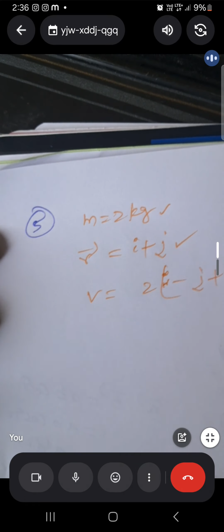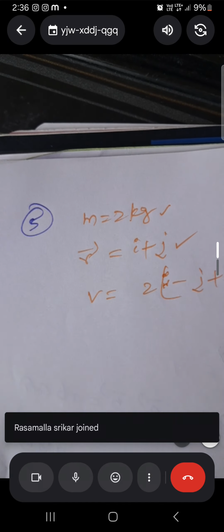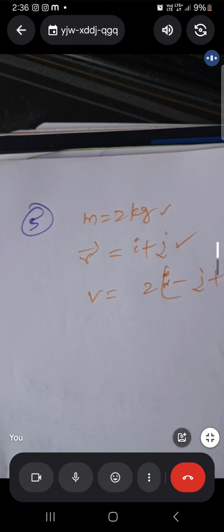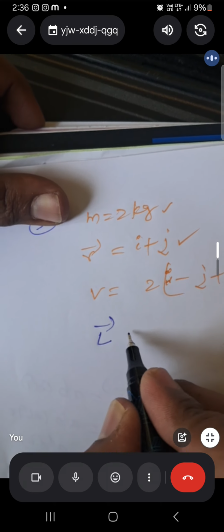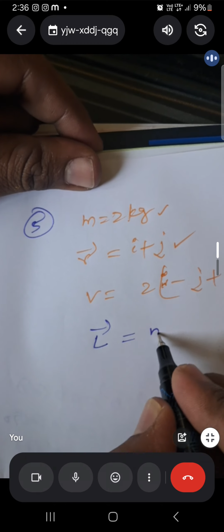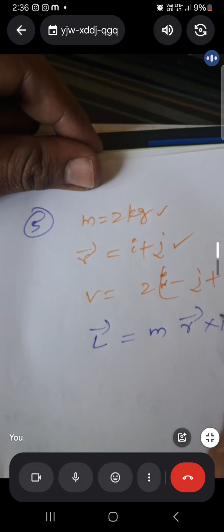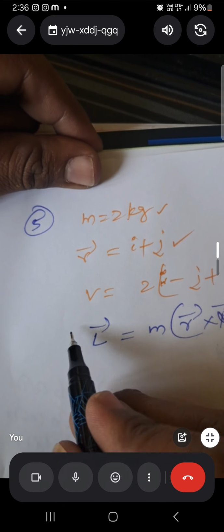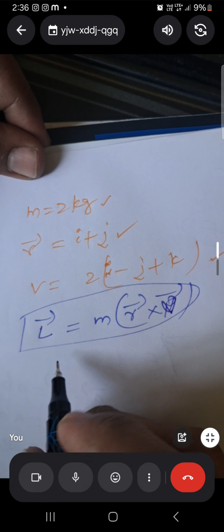So what is he asking in the question? He's asking for the angular momentum about the z axis. We already discussed that angular momentum L_z is equal to m times r cross v. In the previous problem also we discussed that.